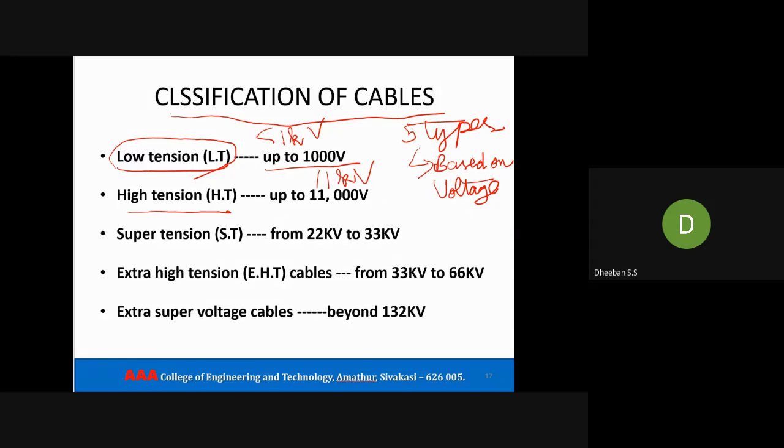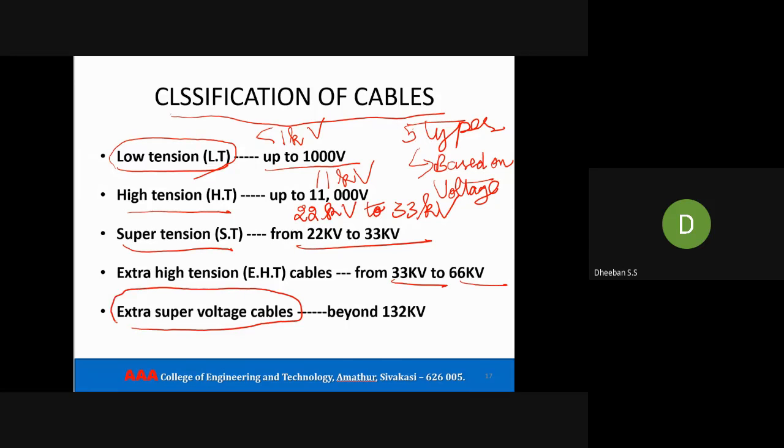Okay. Next is about super tension line. So it will be from 22 kV to 33 kV. That's what they have given. Extra high tension cables will be from 33 to 66 kV. So extra super voltage cables will be comprising the voltage beyond 132 kV. Okay.